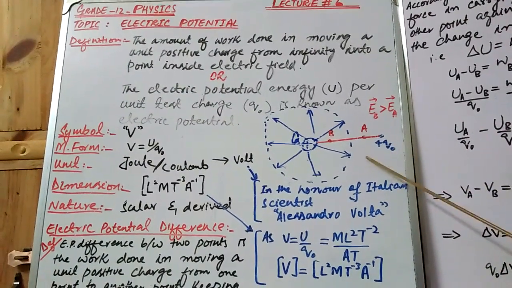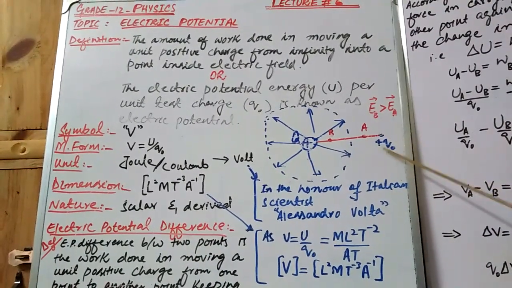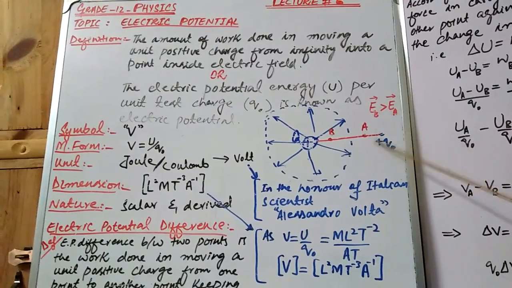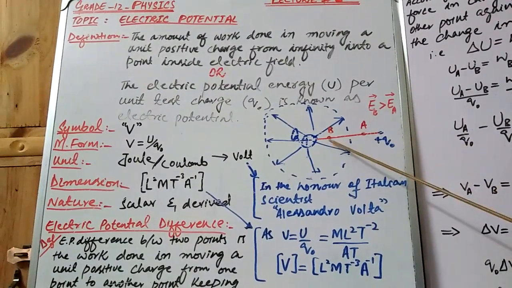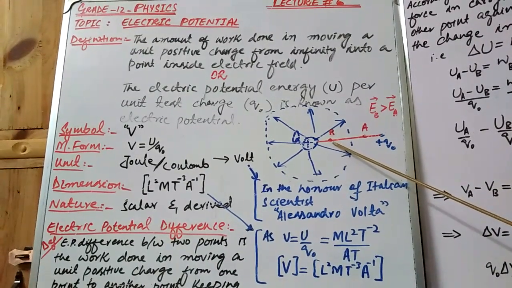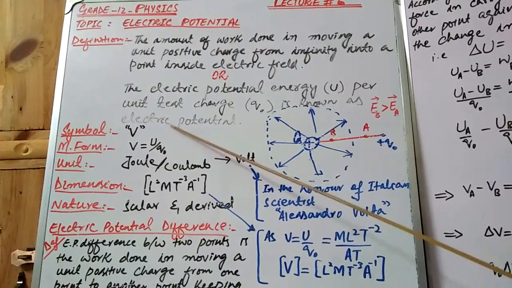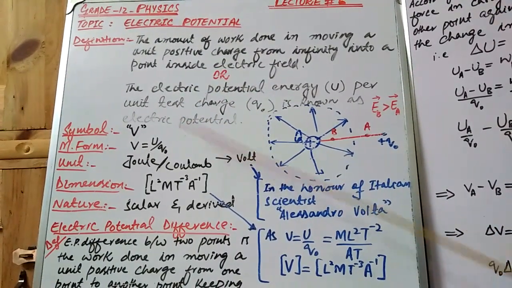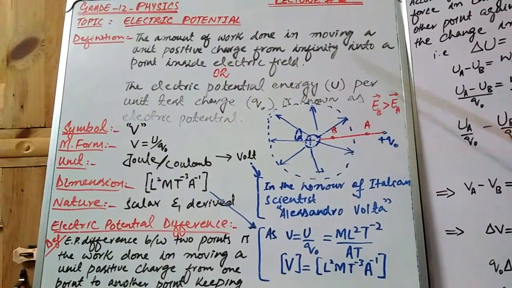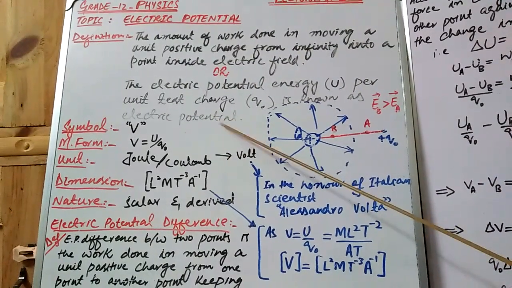So here, the work done in moving this unit positive test charge from point A to point B inside the electric field is called electric potential. And secondly, the electric potential energy U per unit test charge Q naught is known as electric potential.